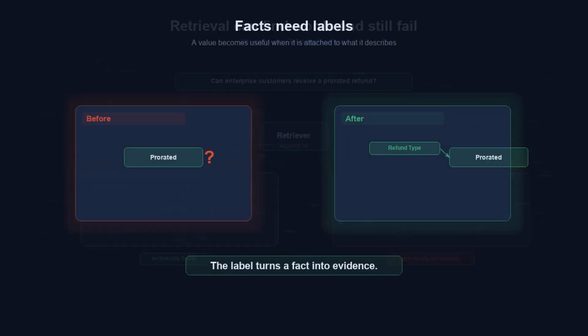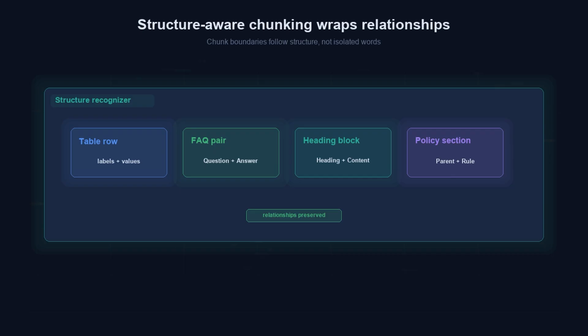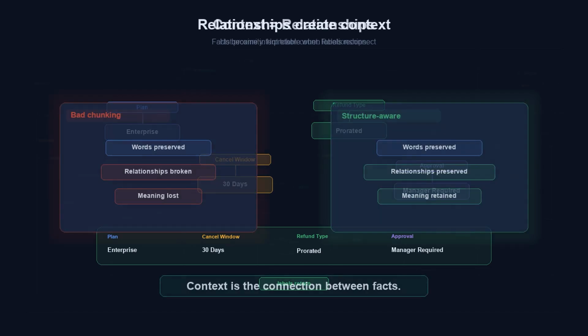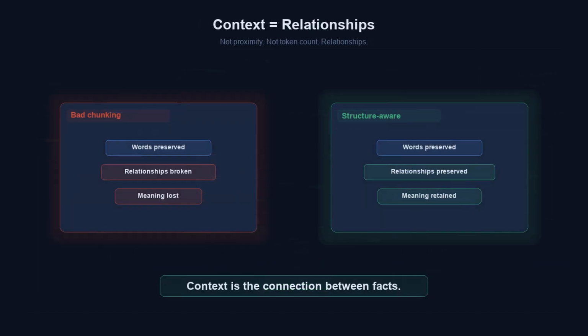For structured documents, chunking should preserve relationships. A table row should often stay together. A heading should often be included with the text beneath it. An FAQ question should stay attached to its answer. This is structure aware chunking. The principle is that chunks should preserve the relationships that make the content interpretable, because the LLM needs facts with their labels. In RAG, context is the relationship between pieces of text.